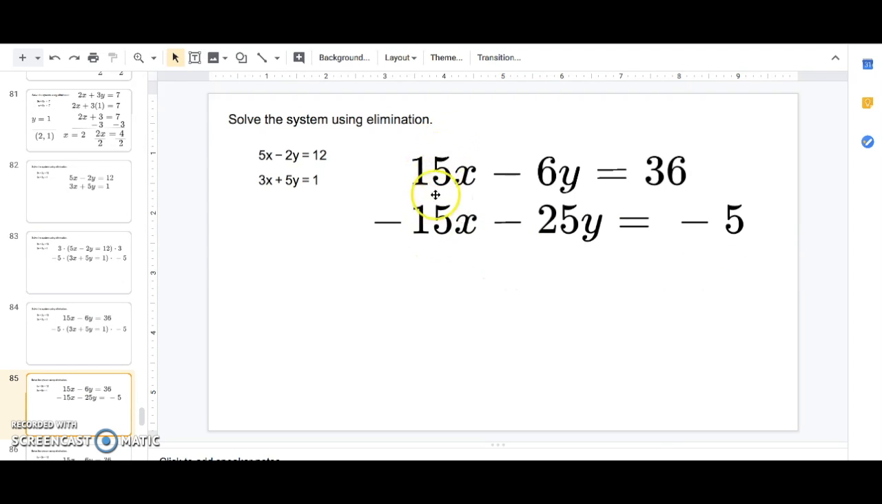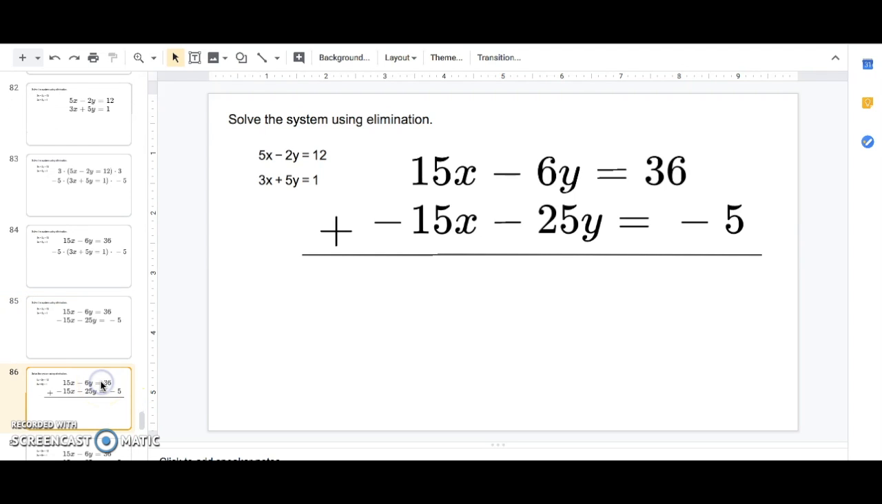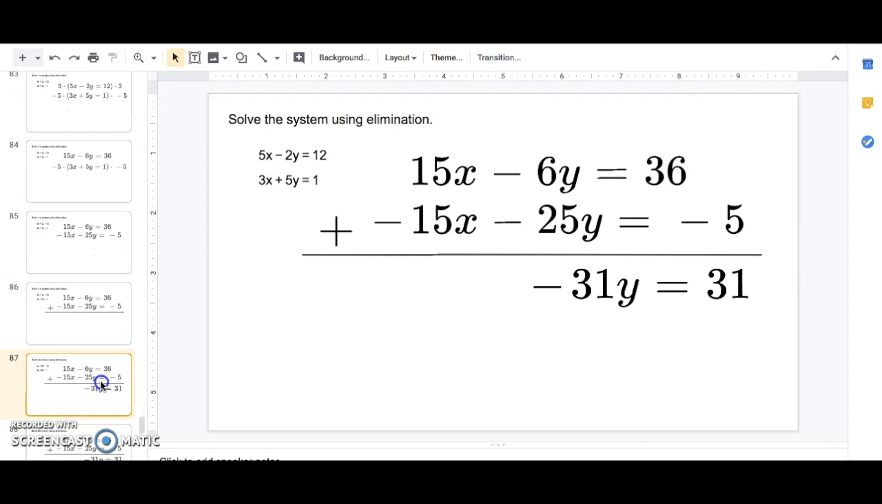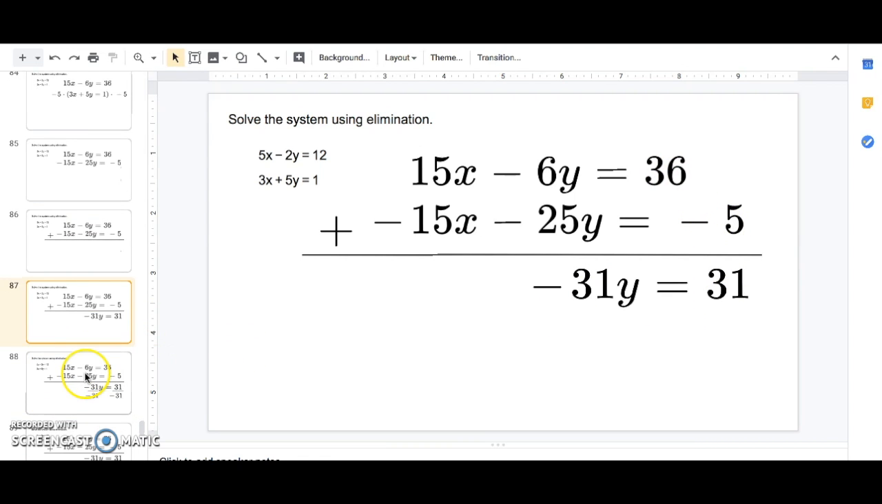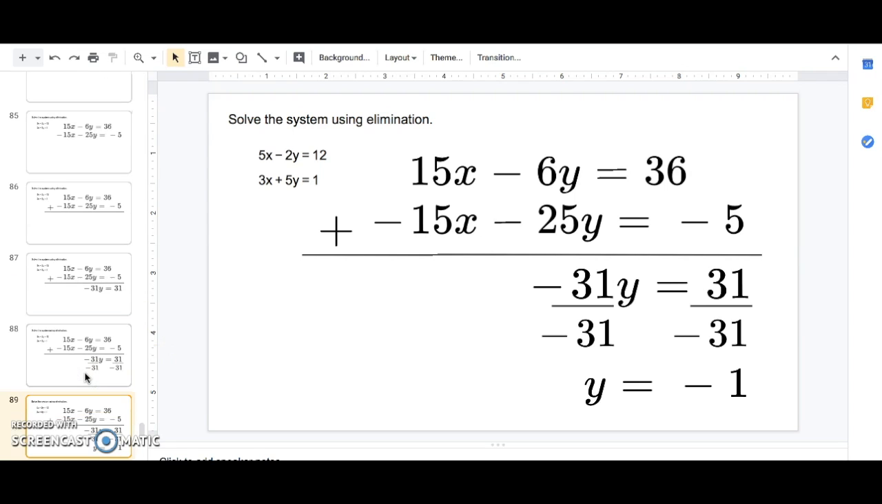Now we see if we add these two, they become 0, and I can eliminate my x. So let's do that. So we're going to add them. So -15 and 15 is 0. -6y and -25y is -31y. And 36 plus -5 is 31. Divide both sides by -31, and y is going to equal -1.